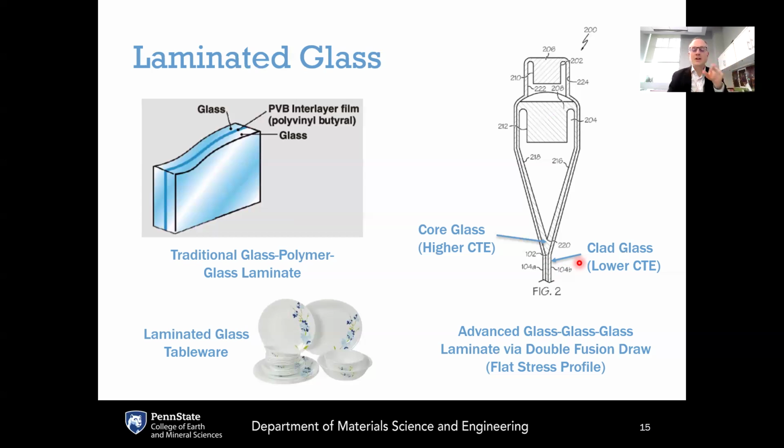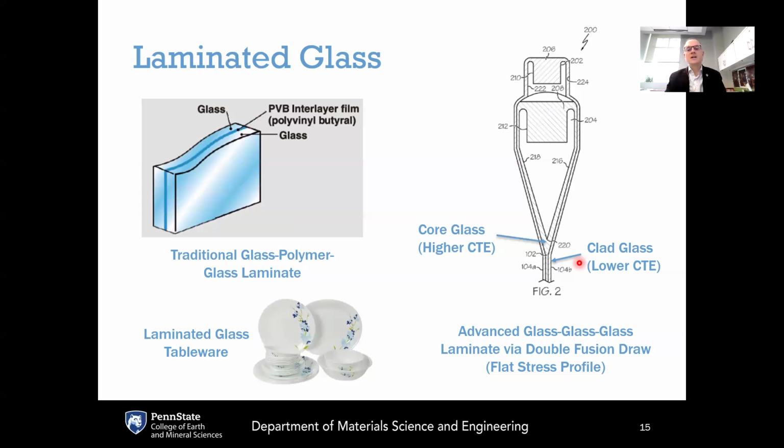That provides a constant level of compressive stress through the clad, where the thickness of that compressive stress layer is equal to the thickness of the clad glass. And so this gives you really good strengthening right off the draw without any post-processing steps.